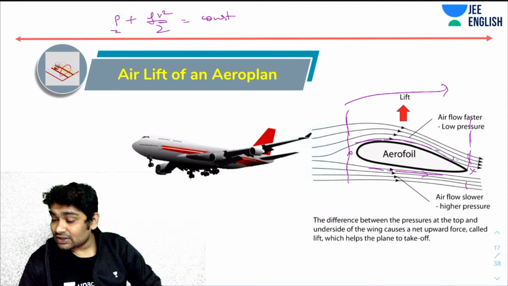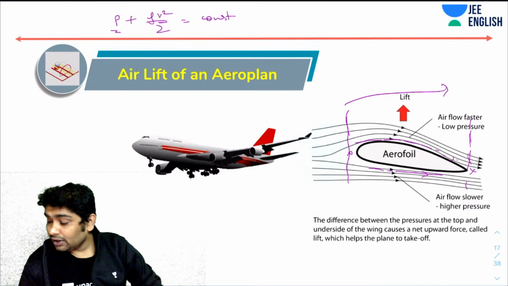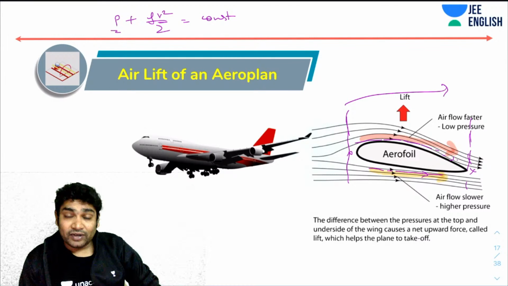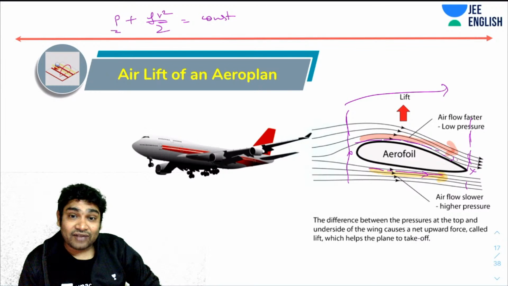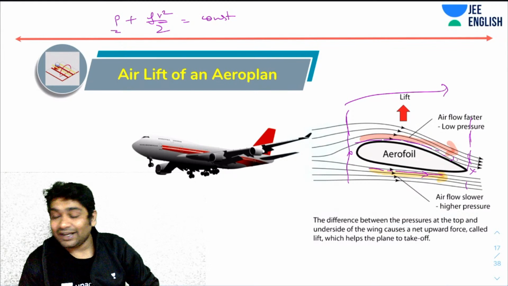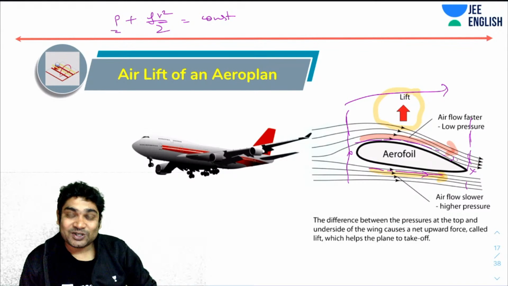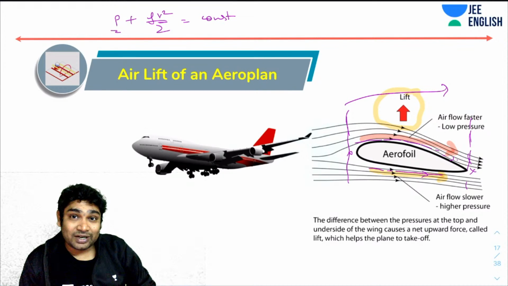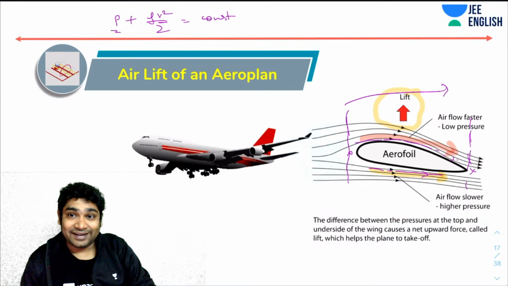So here what happens is that the air over here seems to be moving faster than the air over here. The air over here is moving slower. So slow moving air will exert higher pressure and the fast moving air will exert lower pressure. As a result, there will be a net upward force which is called the aerodynamic lift. Okay, so that is one very interesting consequence of Bernoulli's theorem, and that is utilized in airlift of a plane.